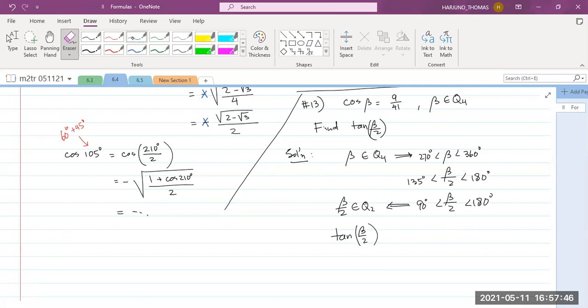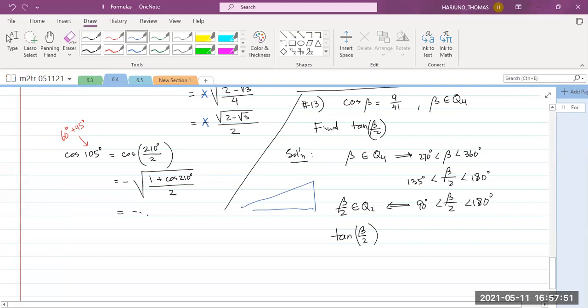However, on the other hand, I need to draw the triangle, right? Because beta is not in quadrant 1, I need to use the reference angle. For cosine, that's 9 here, 41 here. What will this be? What is 41 squared minus 9 squared under square root? That's square root of 50 times 32, which is 40.